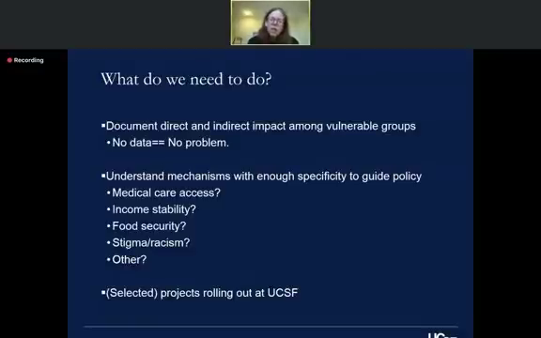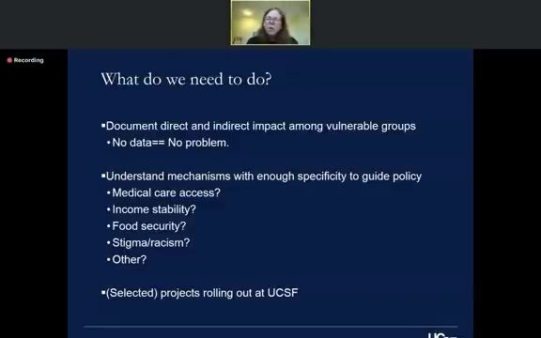We also need to understand the mechanisms with enough specificity that we can guide policy responses, whether those are healthcare interventions or larger government policies. We need to understand whether the mechanisms are medical care access, income stability, food security, stigma and racism, or other mechanisms. These are all amenable to interventions, and it's important that we understand their impacts.